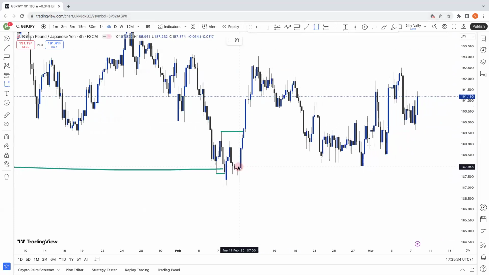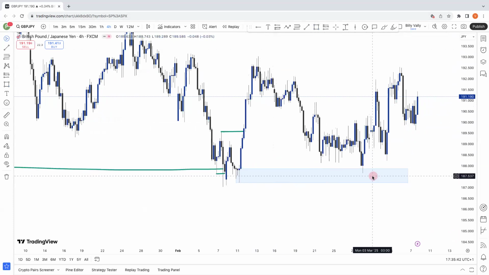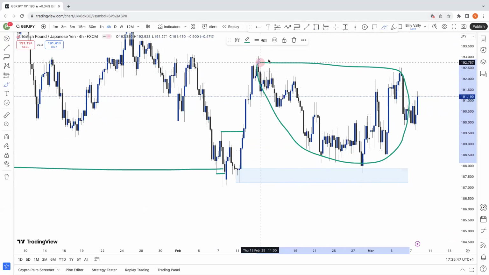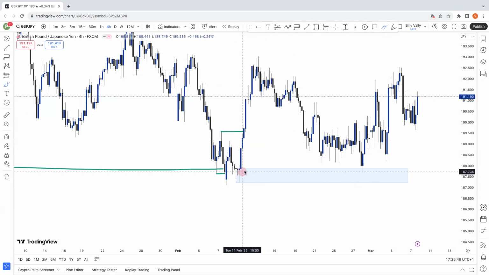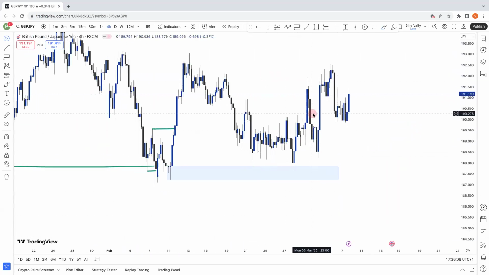So what I'm doing here is marking out my demand zone. My anticipation is that price is going to come to this zone and give a good reaction. Let's assume that all of this has not happened yet. I'm simply going to mark out my demand zone, since I already have a change of character here and then a sweep of structure here. So my anticipation is that price will come to this zone and give me a change of character and also a break of structure.